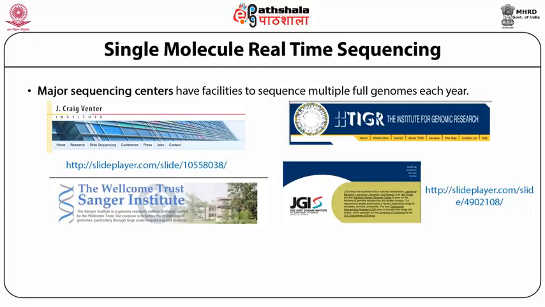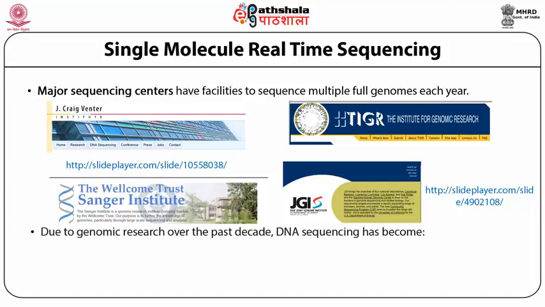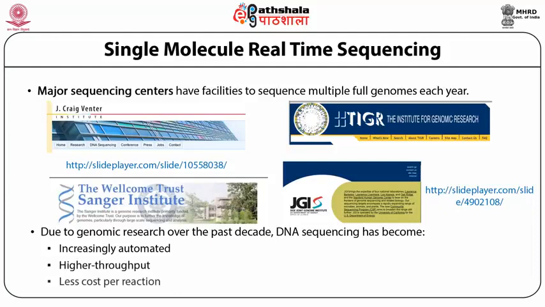Nowadays, whole genome sequencing has become cheap. From millions of dollars earlier in 2003, it has come down to only $1,000 to date. So due to these massive facilities for DNA sequencing, whole genome analysis has become easy because of increasing automation, higher throughput and less cost per reaction.